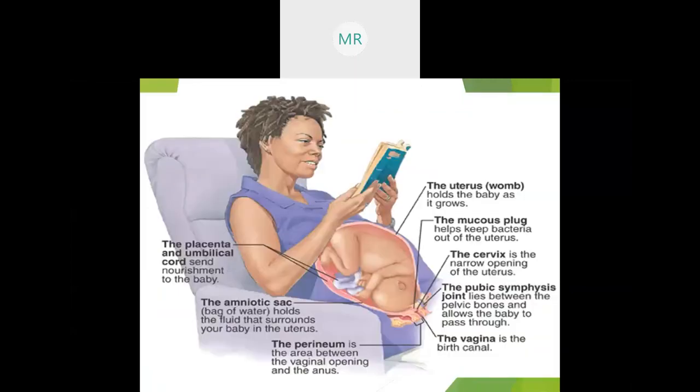A visual of what is going on, all the different things that we are talking about, since we are going to talk about the reproductive system. We've got the uterus, mucus plug. We're going to talk about the cervix, the symphysis pubis that we keep talking about, which is right over here. It lies between the pelvic bone and allows a baby to pass through. The vaginal canal, the perineum, the amniotic sac, the placenta, and the umbilical cord.